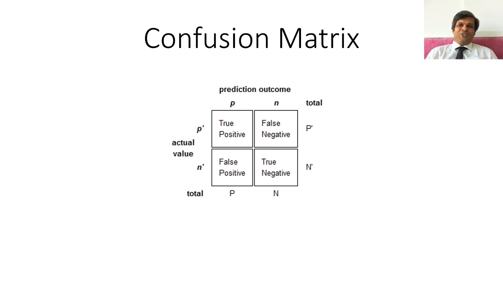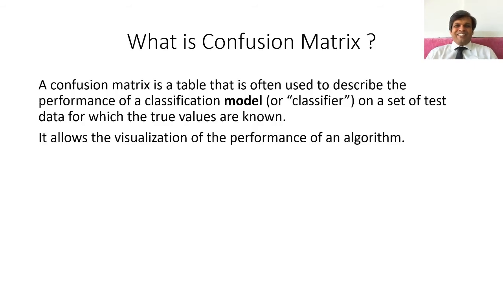So, trying to understand what is the confusion in confusion matrix, demystifying that. So what is a confusion matrix? A confusion matrix is a table that is often used to describe the performance of a classification model on a set of test data for which the true values are known.